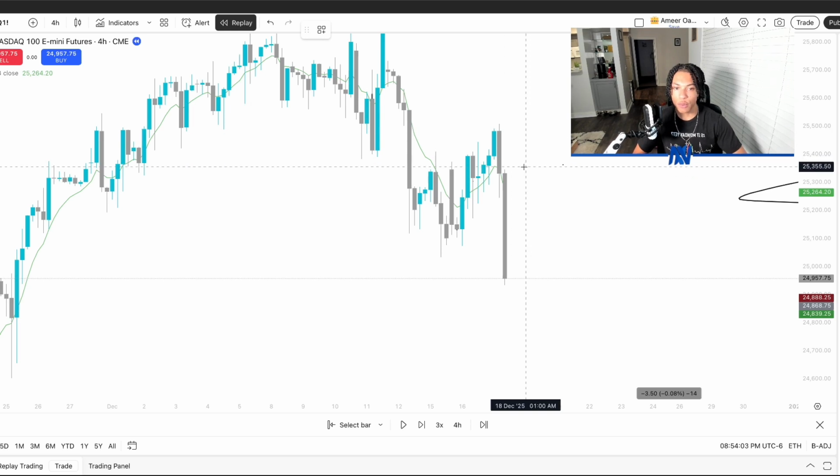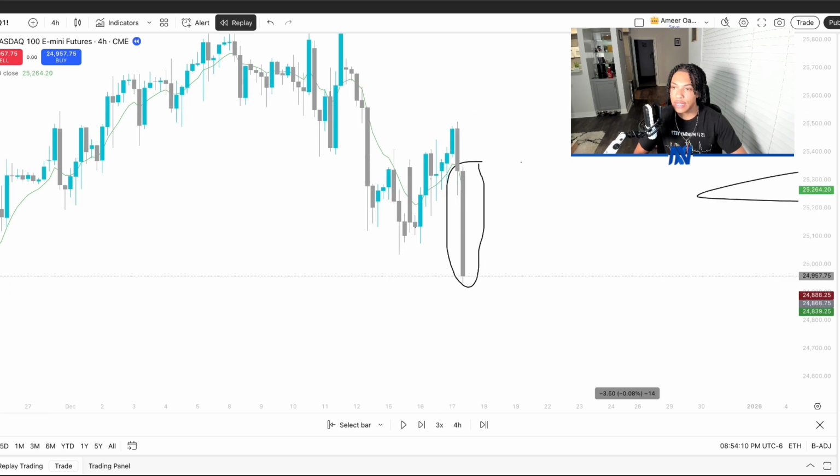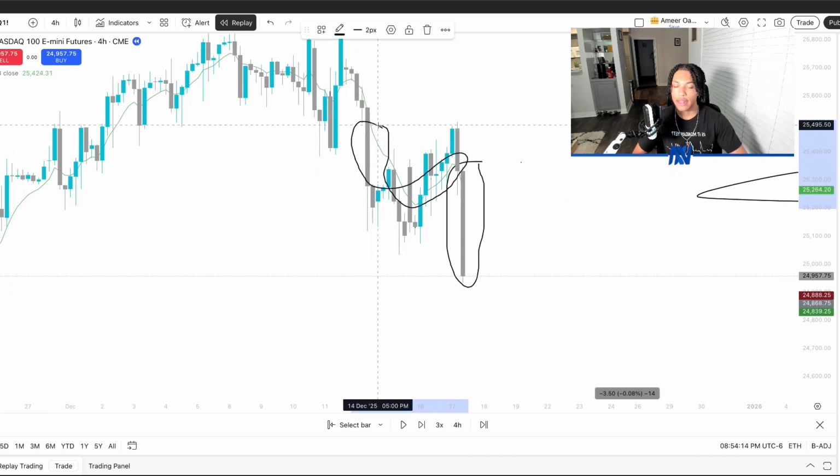The first thing that we want to see is time frame alignment. We want to see that every single one of these time frames is under this 8 EMA. And if any of these are over the 8 EMA, then it may signal that our bias may be incorrect.